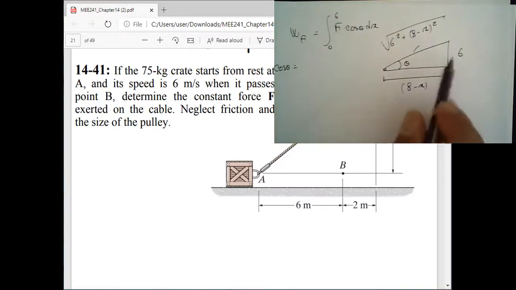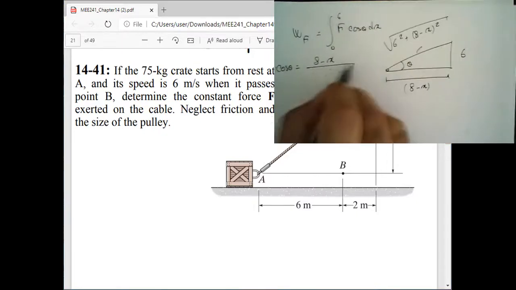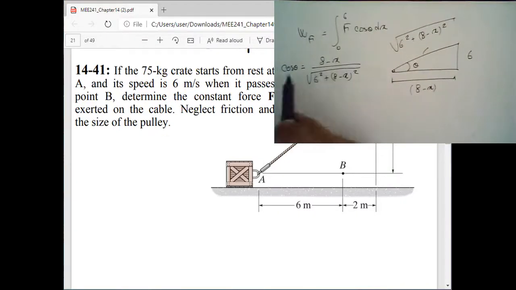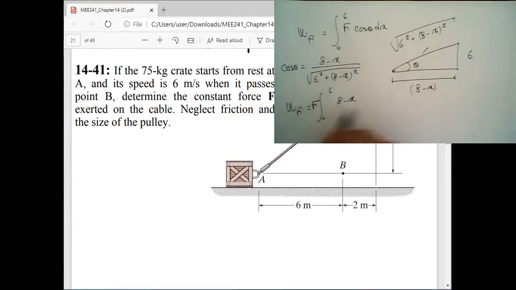Cosine theta is equal to this guy over this guy, right? So 8 minus x divided by the square root of 6 squared plus 8 minus x squared. Okay, so I'm going to replace whatever value that I have. So now I have cosine theta in terms of x. So the work of the force F is going to be the integral from 0 to 6. And I know F is constant, so I'm going to put F here as the magnitude is constant. So cosine theta is equal to 8 minus x, divided by the square root of 6 squared plus 8 minus x squared, and then dx.